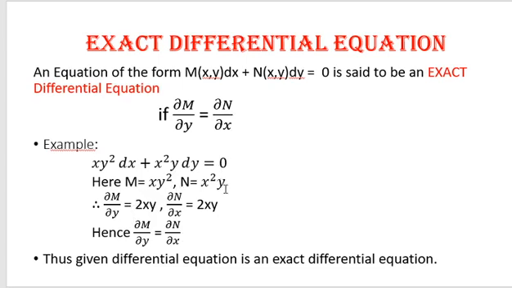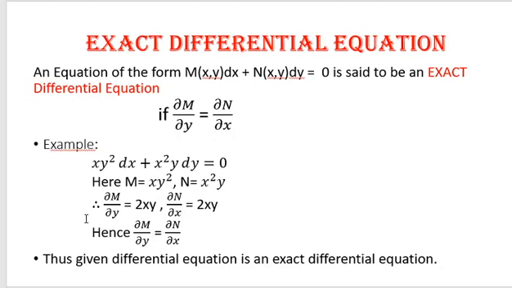By partially differentiating M with respect to y, we are getting 2xy, because when you are partially differentiating the function with respect to y, x will remain as a constant. So keeping x as a constant and differentiating y², you will get 2y. So the net result is 2xy.